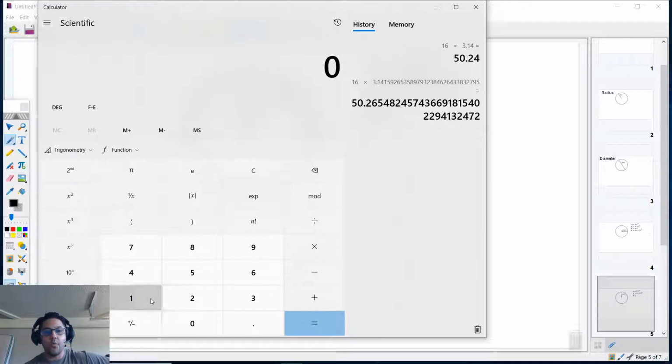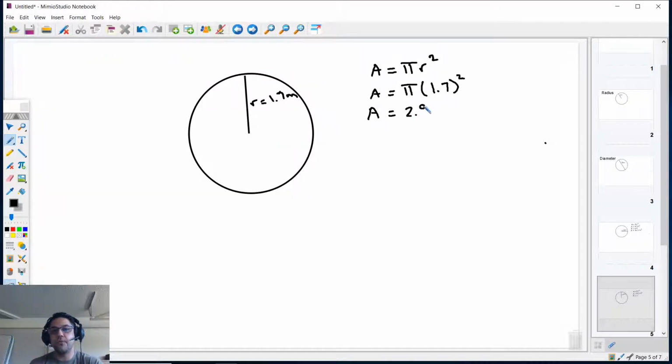So I get 1.7, and then I've got a square button right here, or you can just multiply it by 1.7 again. So square, 2.89. So I really have 2.89 pi. And again, that's my accurate answer. Now I've got my approximation answer.